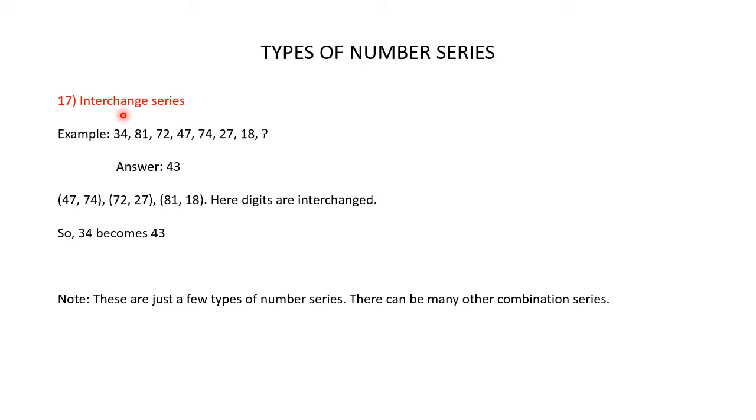Next is the interchange series. Let's understand this with an example. Look at this number series: 34, 81, 72, 47, 74, 27, 18, question mark. You have to find the missing number here. When you observe these numbers in the number series, you will notice a pattern. You can group two numbers in one group, like 47 and 74 can be grouped into one group, 72 and 27 in another group, 81 and 18 in another group, and 34 and question mark in the final group.